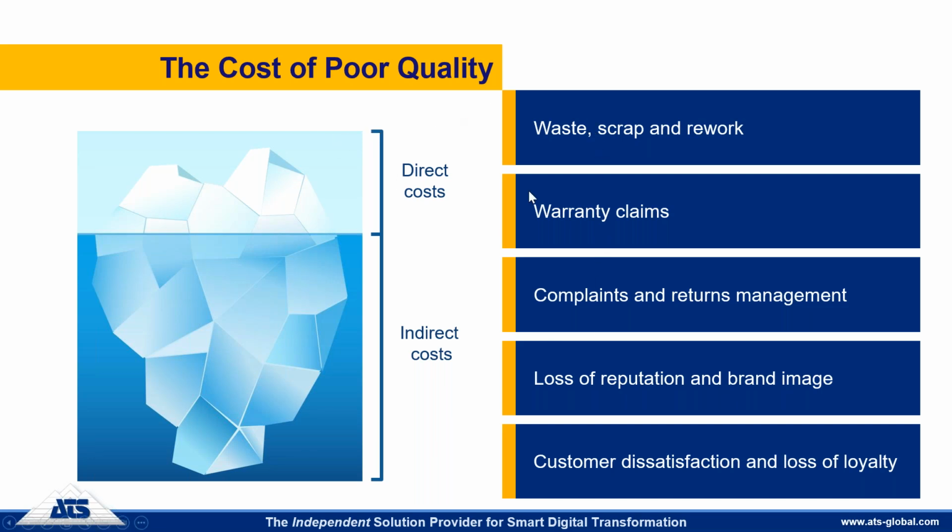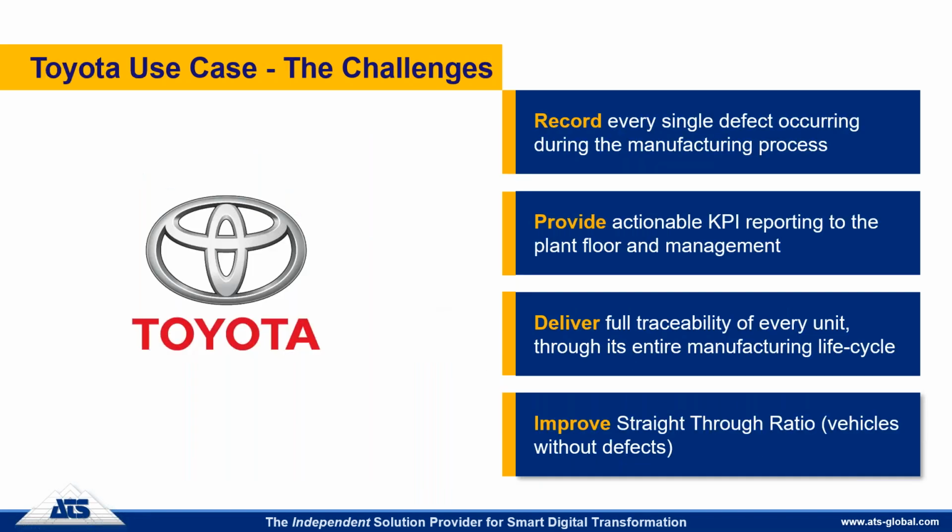So where we can help you is with the direct cost. We can make it very easy to see the waste, scrap, and the rework data based on the input into our digital system. This data also will help you in investigating the warranty claims, and that combined hopefully reduces the complaints and the other indirect costs. We have a use case that we can share with you.